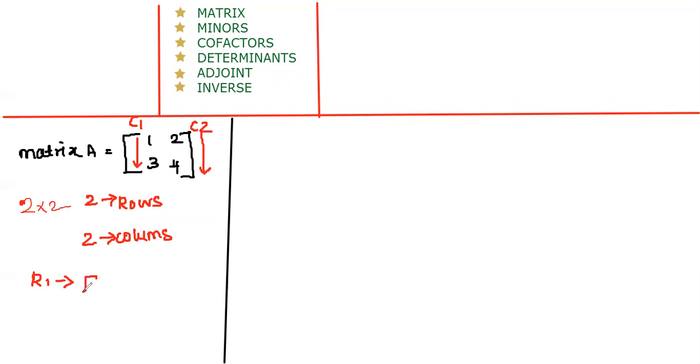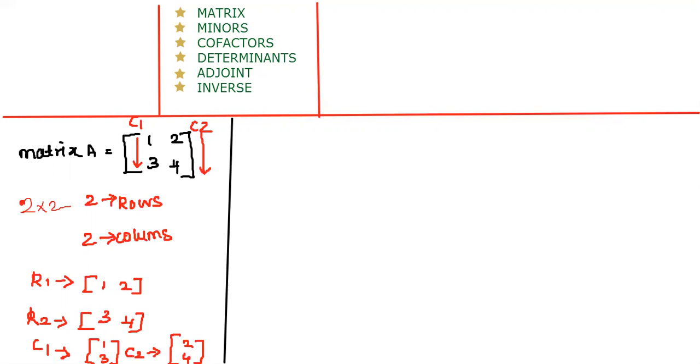So row 1 means you have to move from left to right, a horizontal line. Row 2 is the next row, which contains 3 and 4 as the elements. Column 1 means vertically you have to see it from top to bottom, so column 1 means 1 and 3. Column 2 means 2 and 4. For the row, you have to see from left to right. Rows will always be in the horizontal direction, and columns will be in the vertical direction.